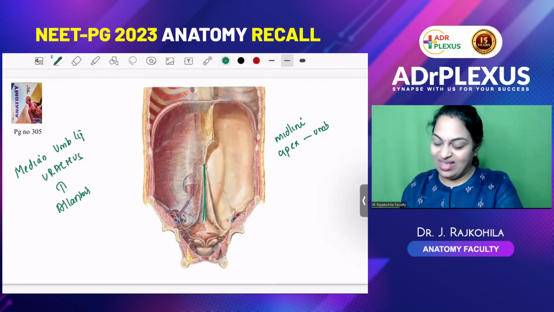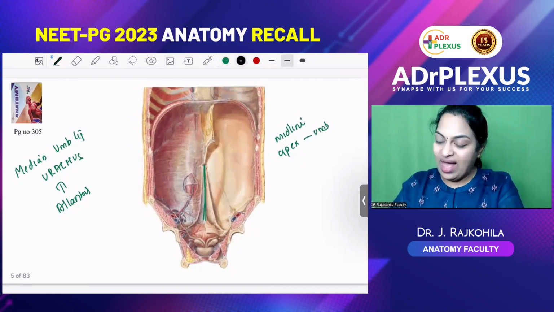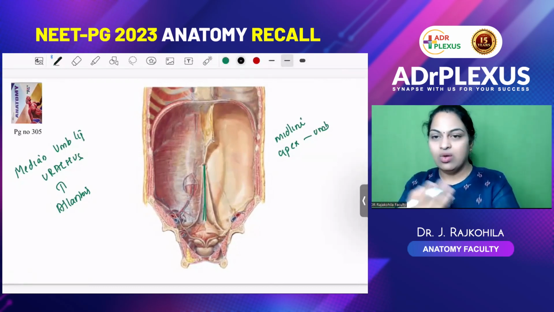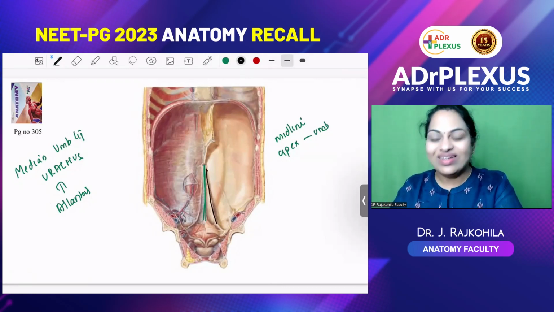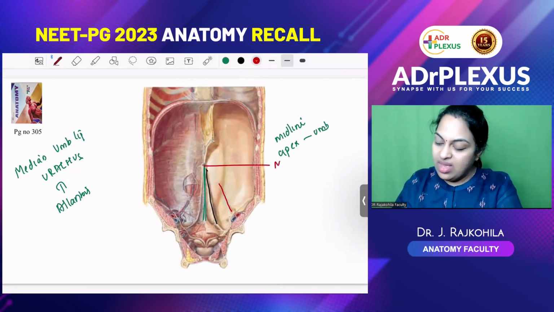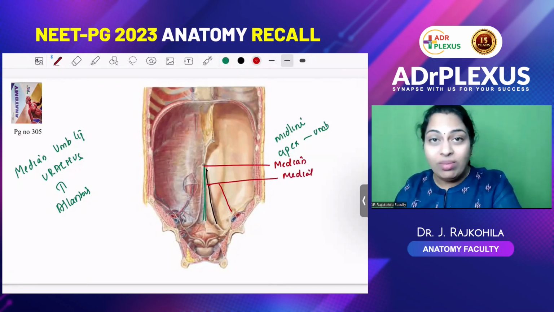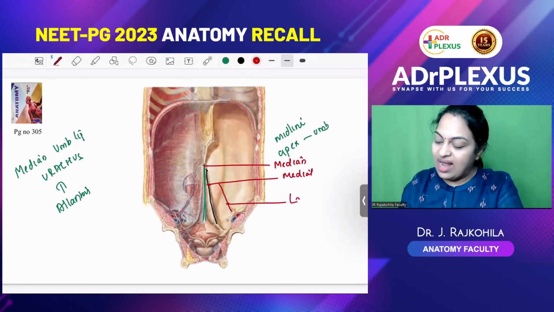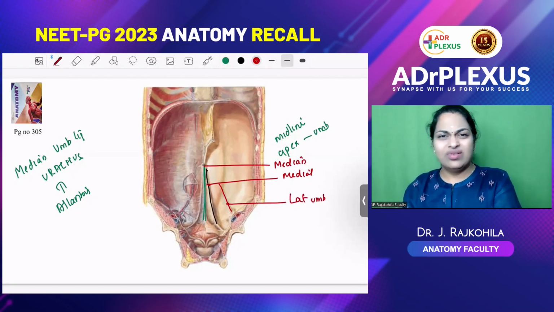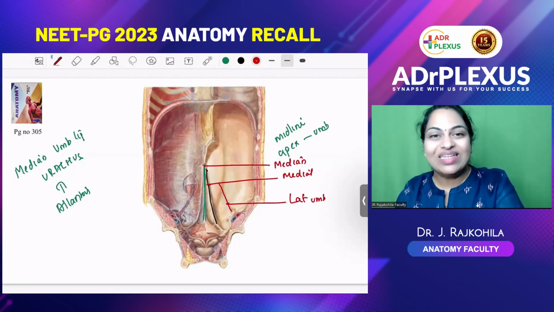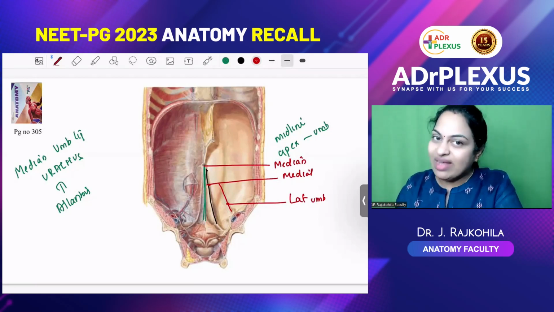Got it? And if you want to add, this is the inner wall of the anterior abdominal wall. This is the median umbilical fold. This is the medial umbilical fold, which has the obliterated umbilical vessels. And this is the lateral umbilical fold, which has the inferior epigastric vessels. This is a very, very important topic, and repeatedly they have been asking questions over this part, which you have to be definitely thorough with.